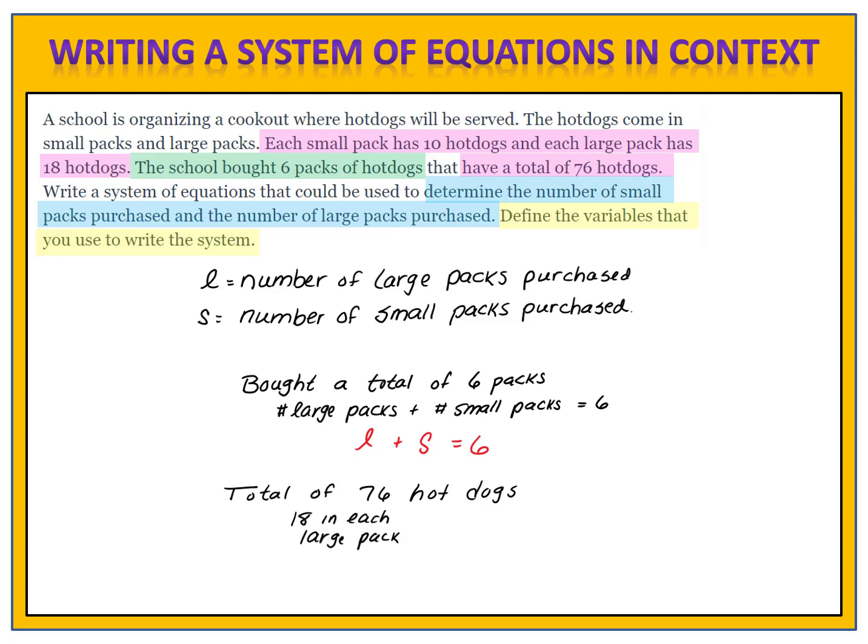There are 18 hot dogs in a large pack, so 18 times however many large packs I have gives me the number of hot dogs from large packs. There are 10 hot dogs in each small pack, so 10 times the number of small packs will give me the number of hot dogs from the small packs, and that total will be 76. I now have my system of equations, which I could solve in order to determine the number of large packs and the number of small packs. But this problem didn't ask me to solve the system, they simply asked me to write the system of equations, and so for now, I'll stop here.